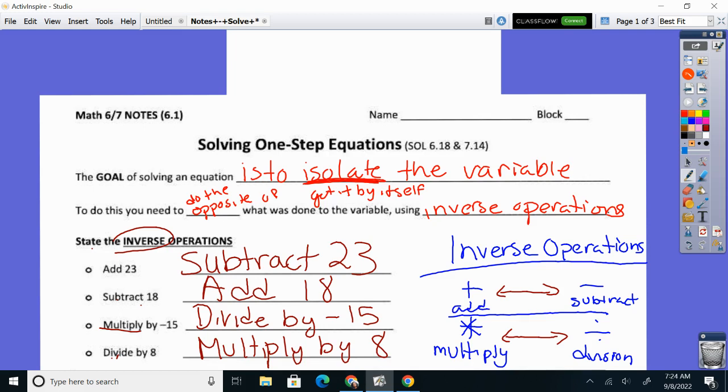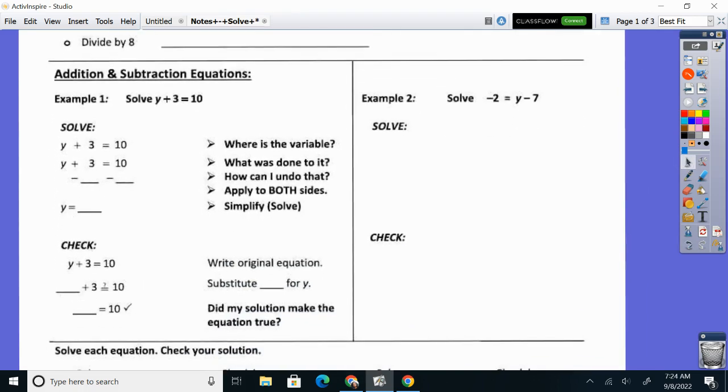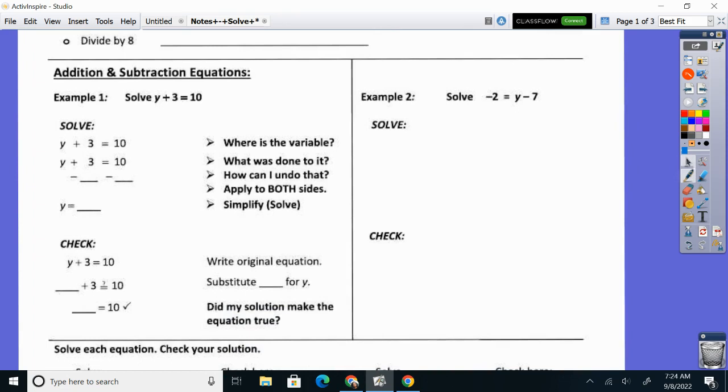All right, so let's look at some examples. Okay, so right here we have y plus 3 equals 10. So it says where's the variable? It's y. It's only y. So I need to get rid of this plus 3 so the y can be by itself. Okay, I want that y by itself.